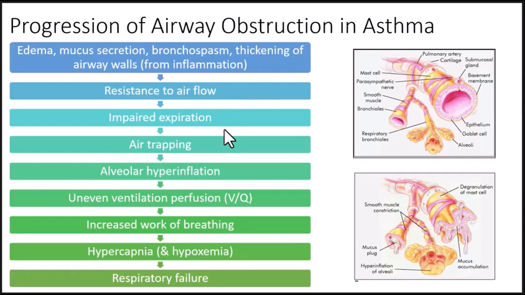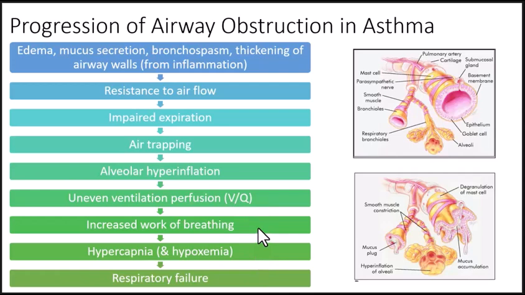So if we can't expire out all of the air that we should, it can mean that some air is going to be trapped within the lungs, hyperinflating the alveoli. And that's going to change our ventilation perfusion ratio that was talked about in an earlier lecture. It means that affected individuals have to work harder just to breathe.